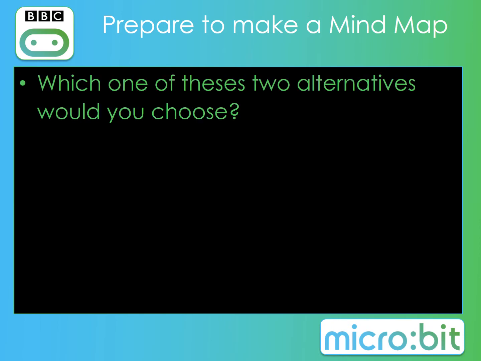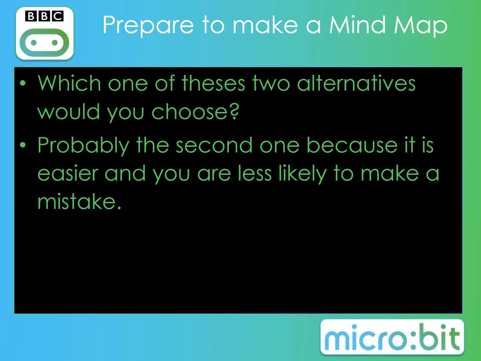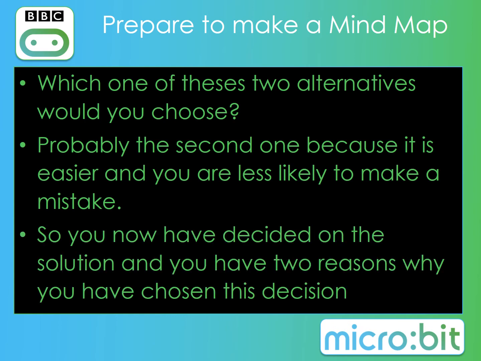So which one of these alternatives would you choose? Probably the second one, because it's a lot easier and you're less likely to make a mistake. So now you have decided on the solution, and you've got two reasons why you've chosen it. One, because the second one's easier, and two, you're less likely to make mistakes than with the first one, where you're probably going to make some along the way.